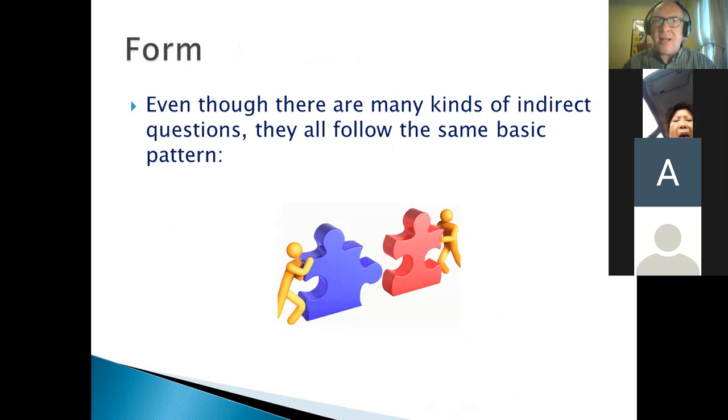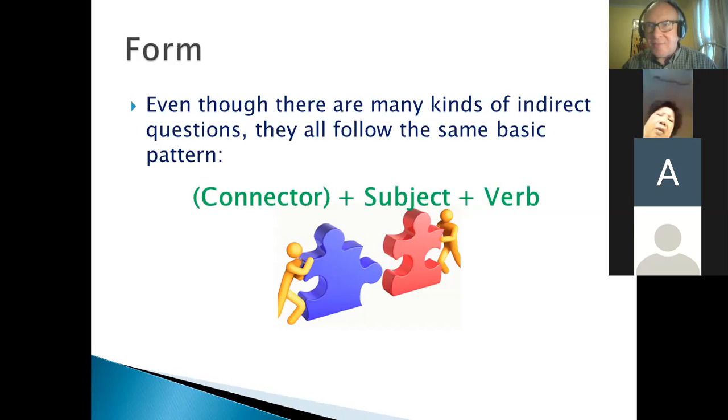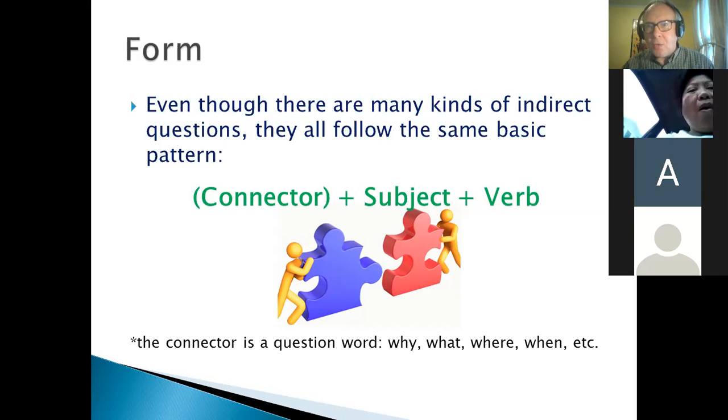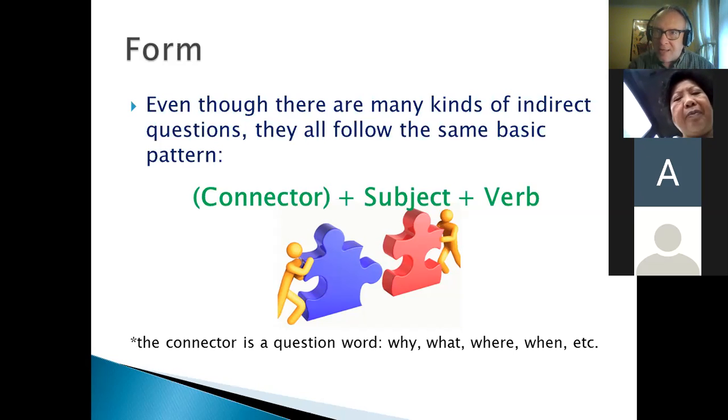Even though there are many different kinds of indirect questions, they all follow the same basic pattern. Connector, subject, and verb. The connector is the question word: why, or what, or where, or when. Now, the tricky part of indirect questions is deciding what is the connector and what is the subject. The verb is always easy. We know what a verb looks like. But figuring out what is the connector and what is the subject is a little bit more difficult from time to time. But let's look at it together. Our key point: connector, subject, verb. This is a noun clause pattern.